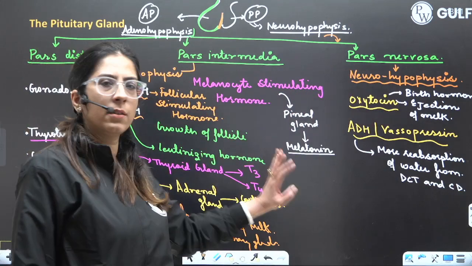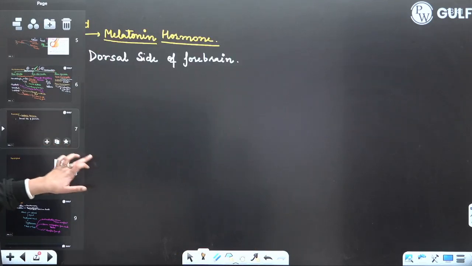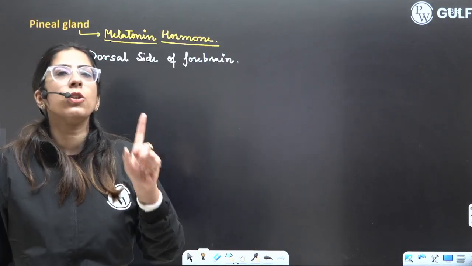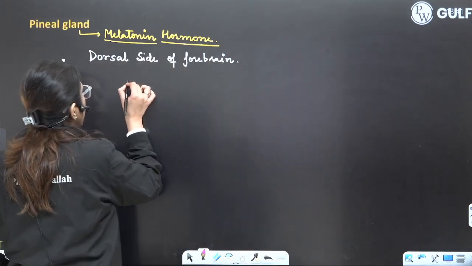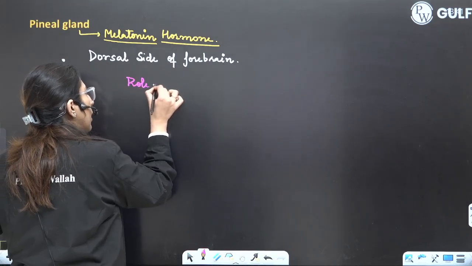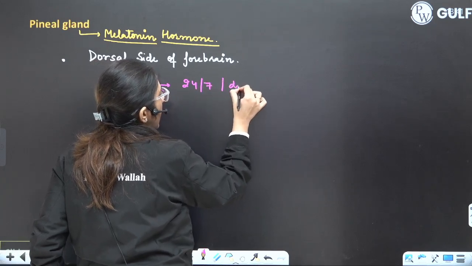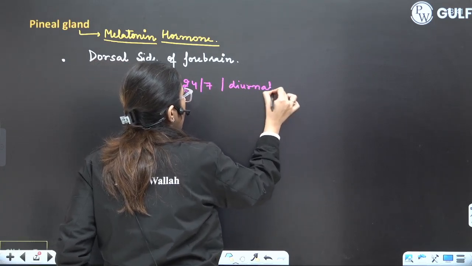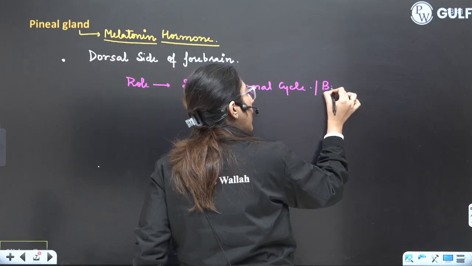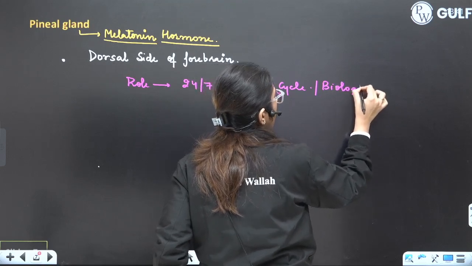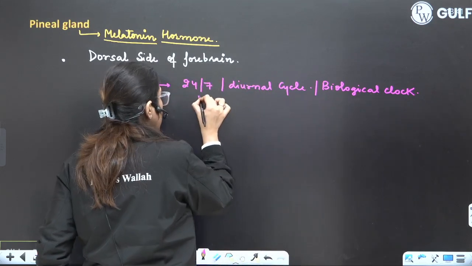Done, guys? Clear? This point is done. Now let's move on to the next gland, that is the pineal gland. The pineal gland is present at the dorsal side of the forebrain. It secretes a hormone which is melatonin. Let's talk about the role of melatonin. It is responsible for the diurnal cycle, that is the circadian rhythm, the biological clock. It is also responsible for metabolism.